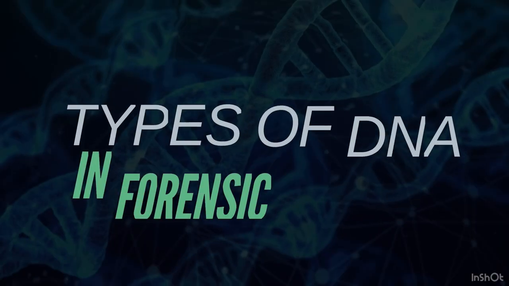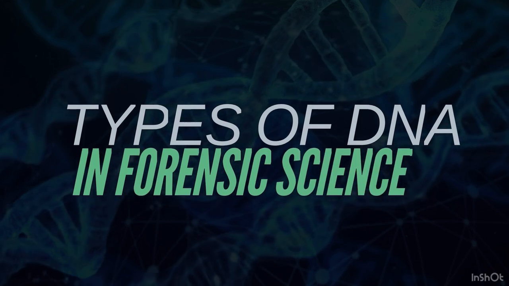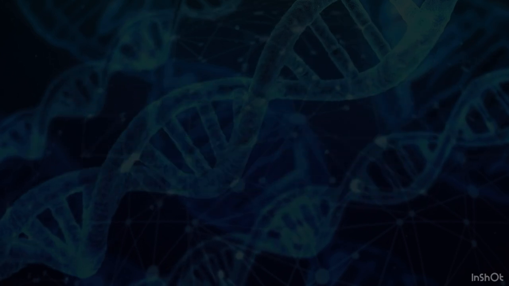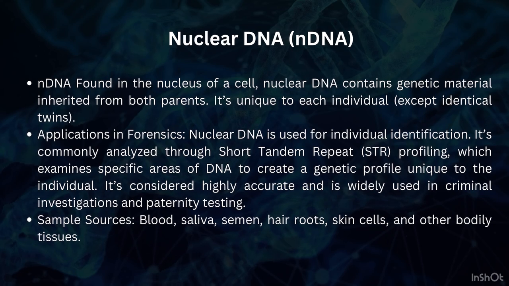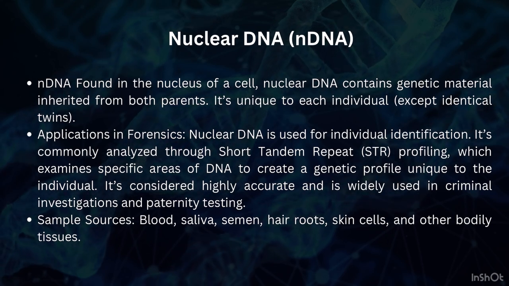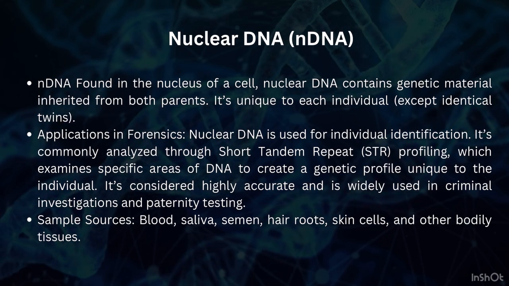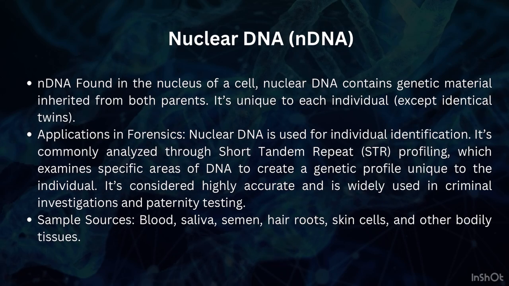This is the types of DNA in forensic science. First, we start with nDNA, which is nuclear DNA. nDNA is found in the nucleus of the cell. Nuclear DNA contains genetic material inherited from both parents. It's unique to each individual except identical twins.